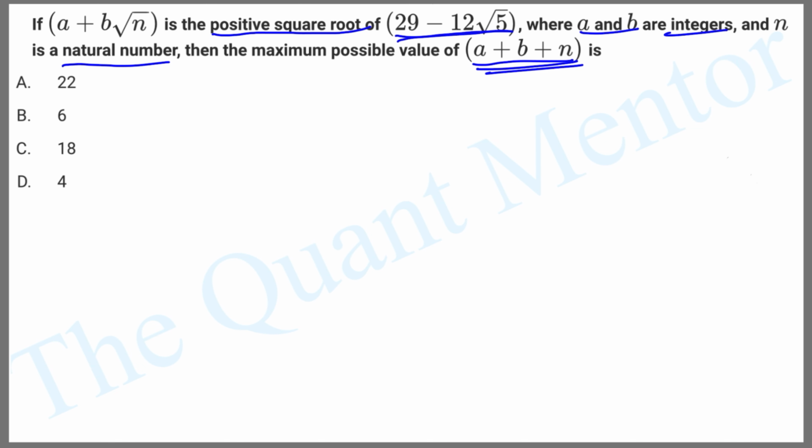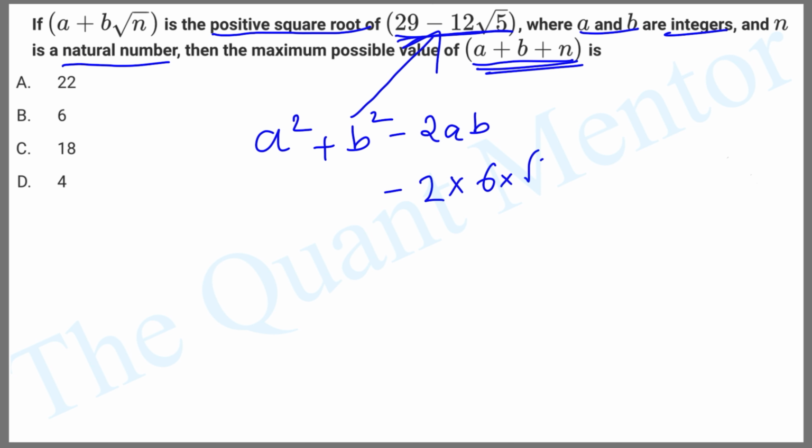Now, this concept of finding the square root of a surd we have already discussed, and you can check out the video link in the description or the card flashing on the right corner. So we observe that this surd is basically the expansion of a square plus b square minus 2ab. So we visualize splitting this term in the same format. We'll start by splitting 12 root 5. 12 root 5 can be split as 2 into 6 root 5.